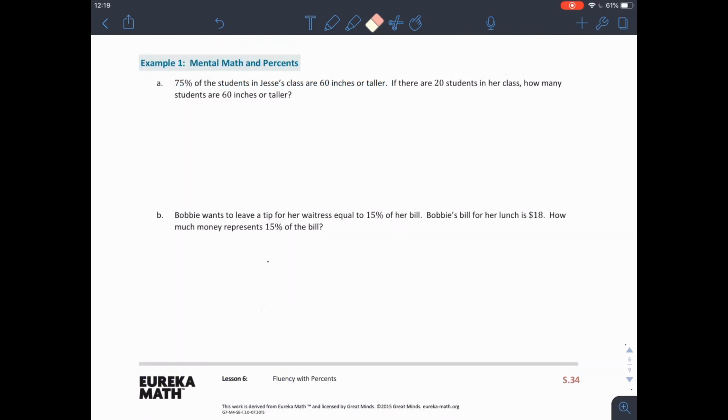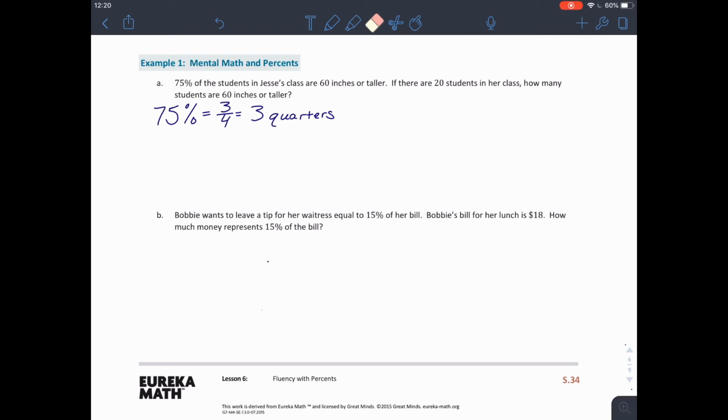75% of the students in Jessie's class are 60 inches or taller. If there are 20 students in her class, how many students are 60 inches or taller? You can pause the video here and try to solve this using mental math and check it with a more standard strategy. So if we take 75% and really think about it, 75% is 3/4 of our 100%. There are 4 25% pieces in there, and 75% is 3 of those. So if we can figure out what 25% of the students in the class would be, then we can use that to figure out what 75% of the students in the class would be.